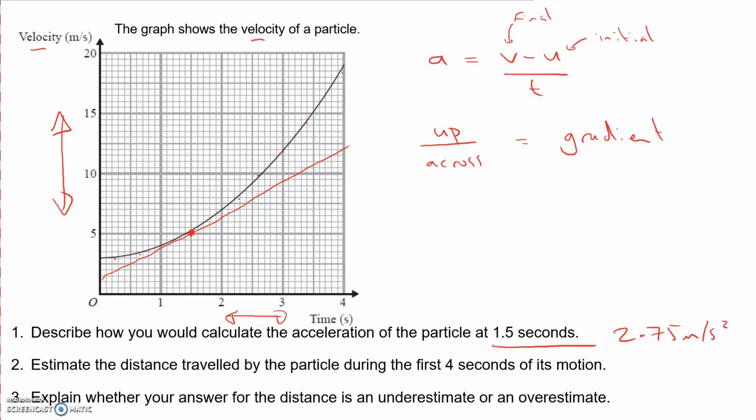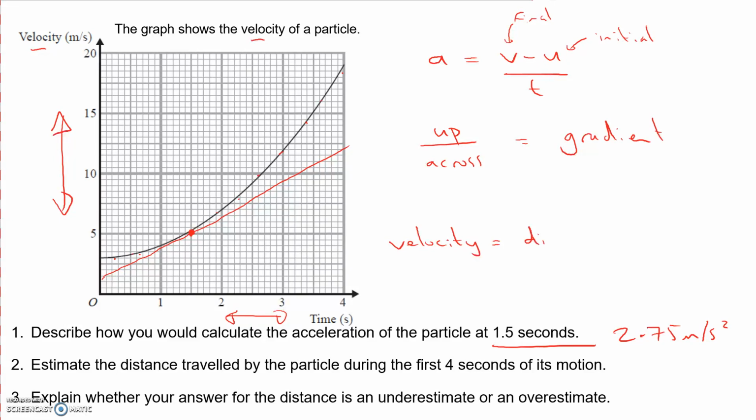Number 2, estimate the distance travelled by the particle during the first 4 seconds of its motion. Well, this time we want the distance travelled. Now, again, from physics, you might just know it's the area under the graph, or you might need to have some understanding of why that is. So what do we know about velocity? Well, we know that velocity is the rate of change of displacement. That really just means the rate of change of distance if we're talking about one direction.